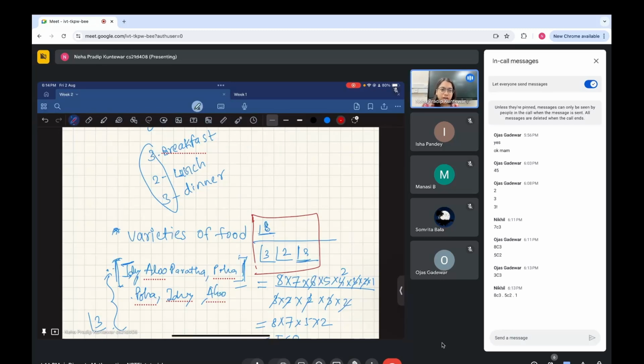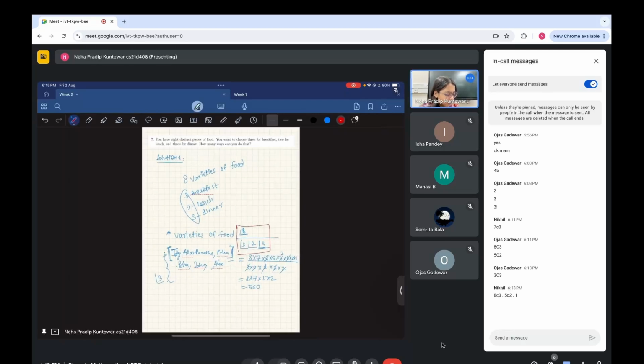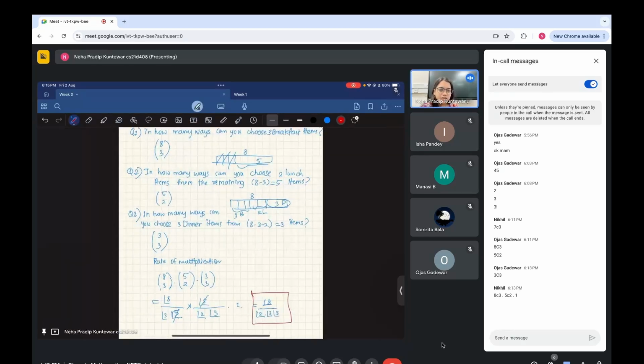So is this okay with everyone? We saw 2 methods of counting the same item, and we ended up with the same solution. So is there any question about any of them?